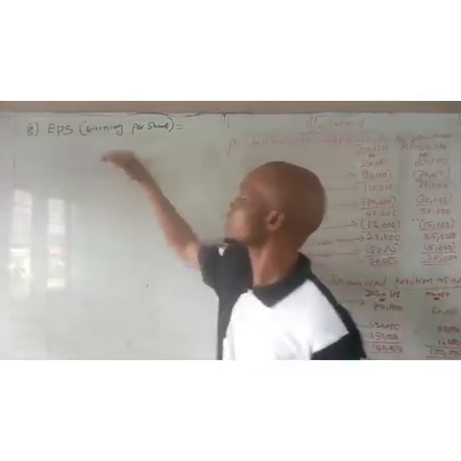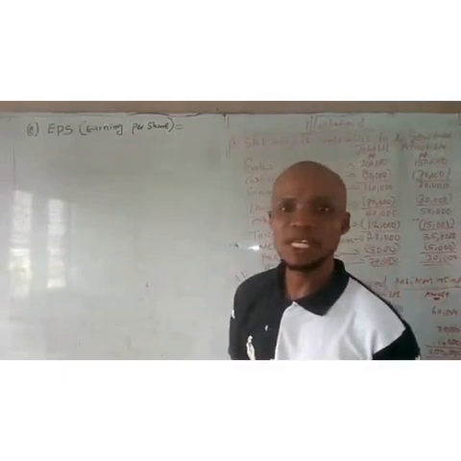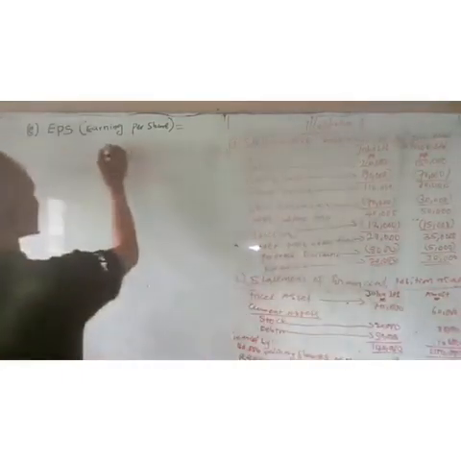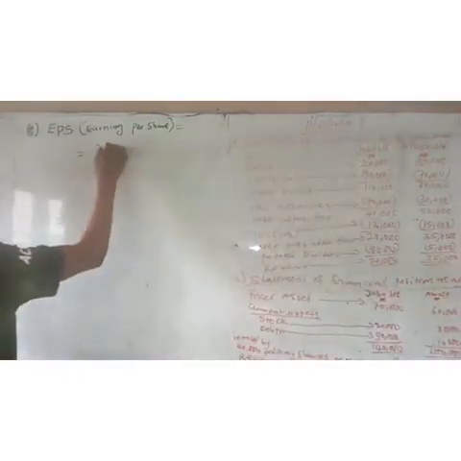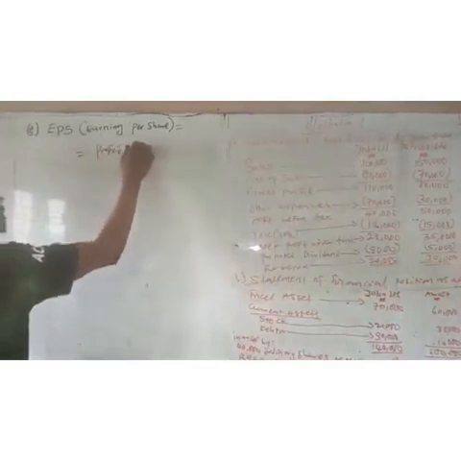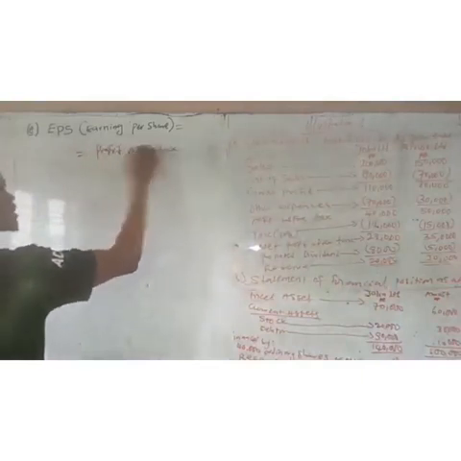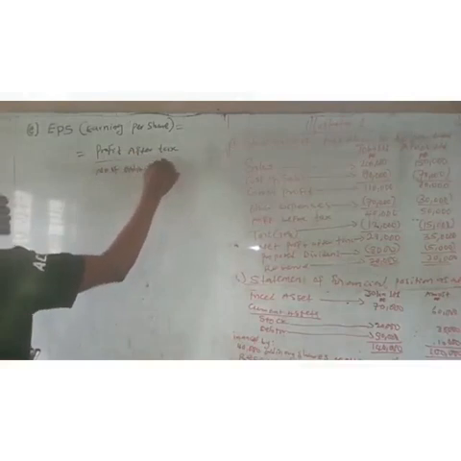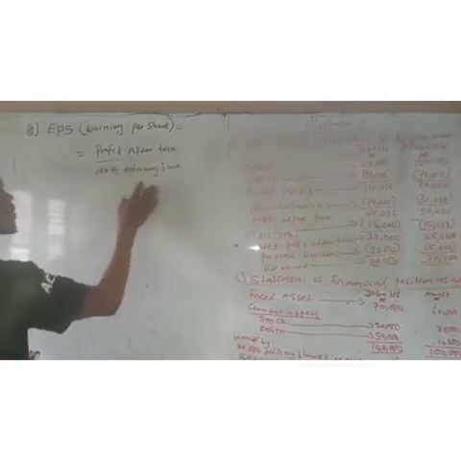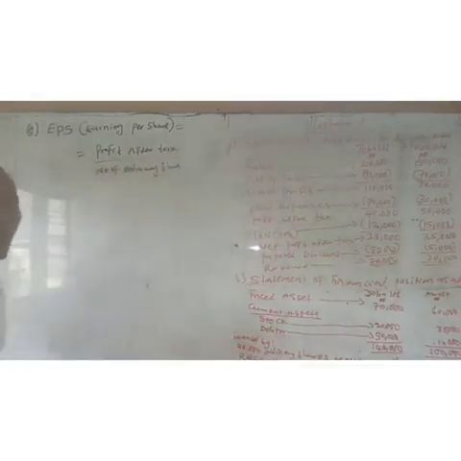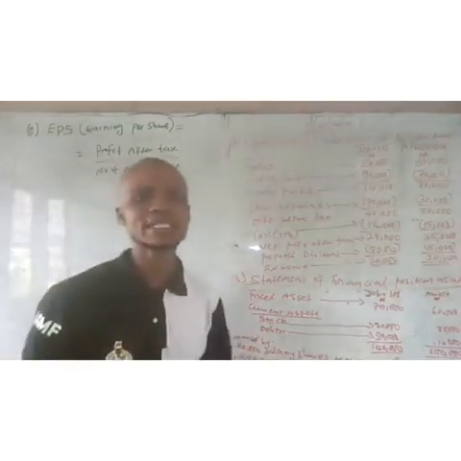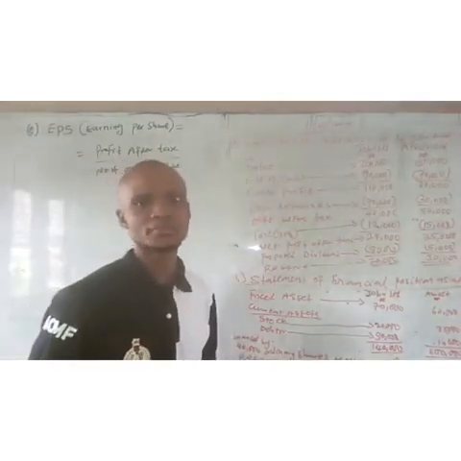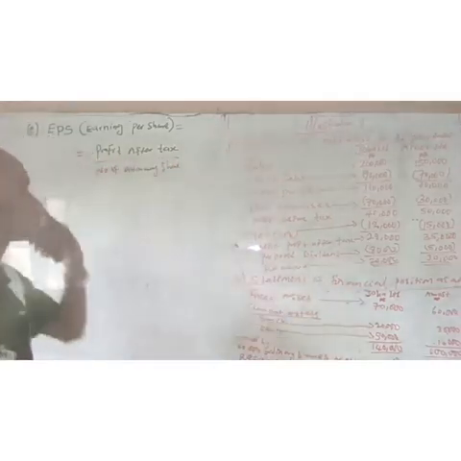Now we have earning per share. The earning per share formula is equal to profit after tax divided by the number of ordinary shares. So this is the formula for calculating earning per share. Now the earning per share is net profit after tax divided by the number of ordinary shares.